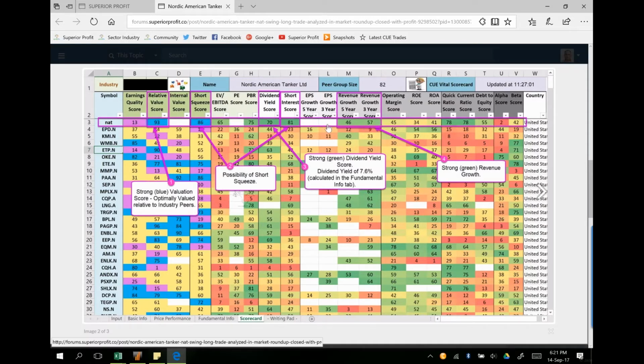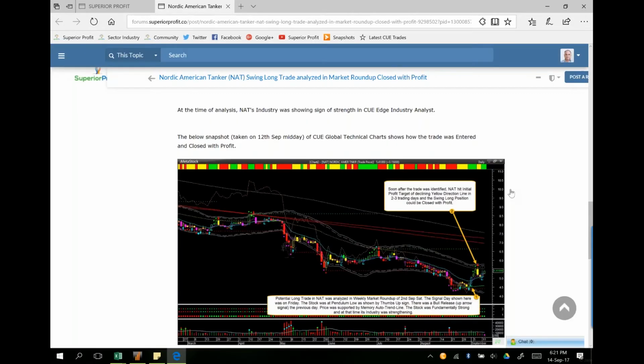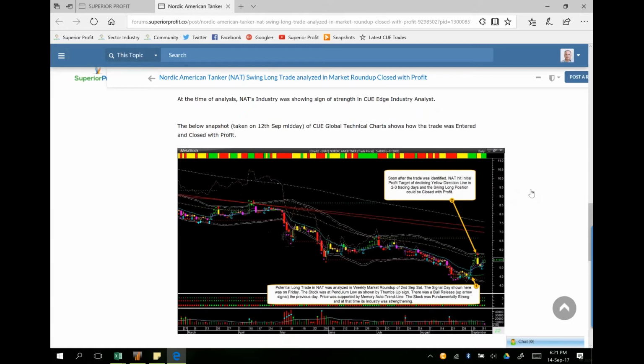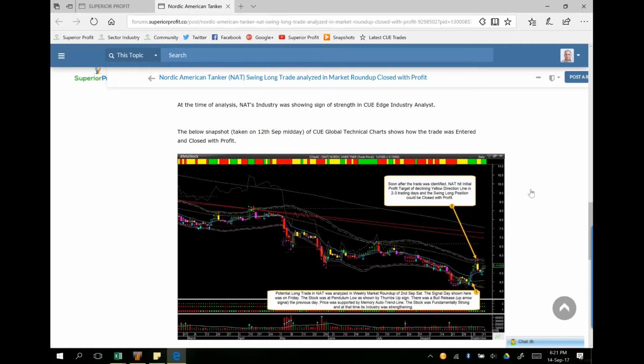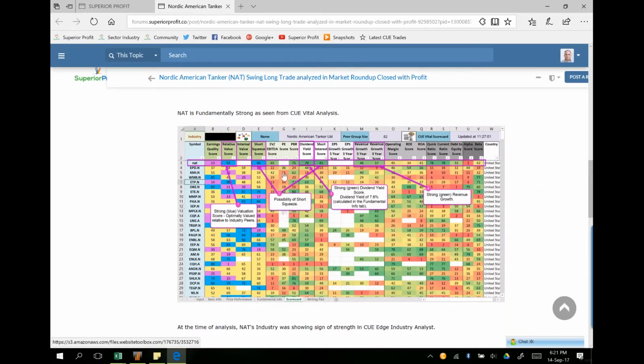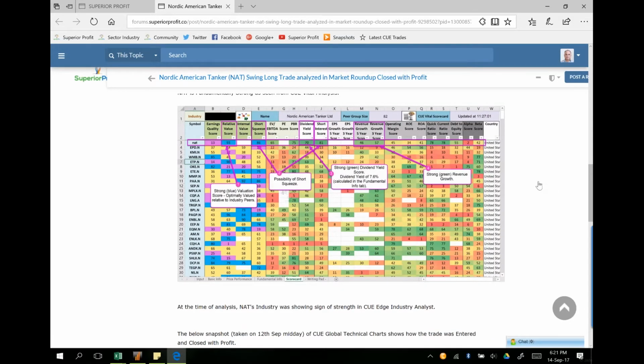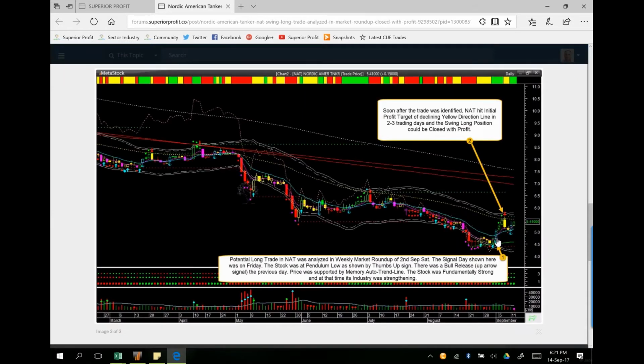These valuation and growth scores are comparing the stocks across this peer list. So in this case, NAT had good valuation as well as good growth. So we identified this trade starting from Q Edge, drilling down, finding NAT as one of the stocks, looking at its fundamentals, which were strong. Finally, we looked at the chart and saw that there was an optimal buy signal.